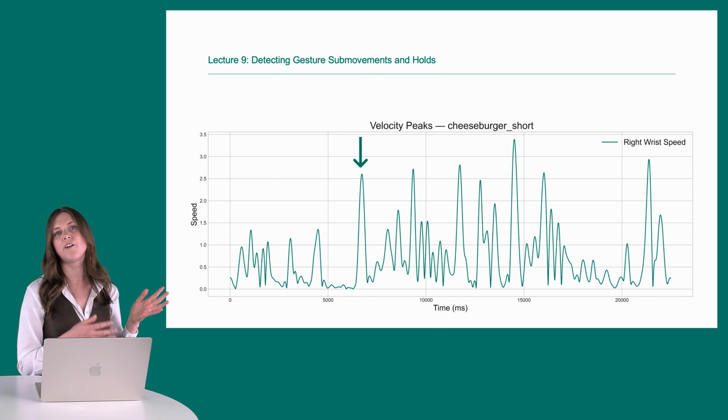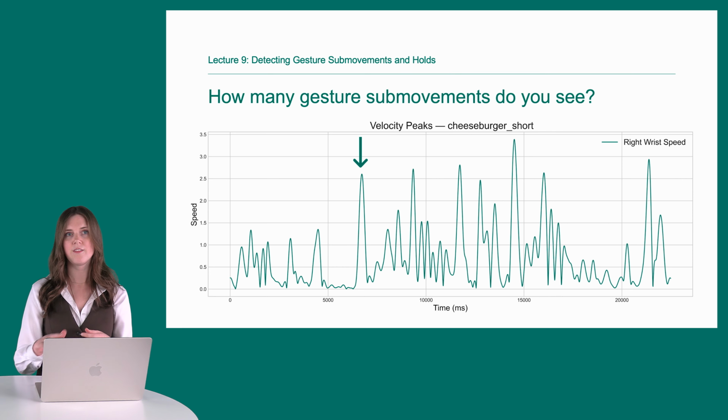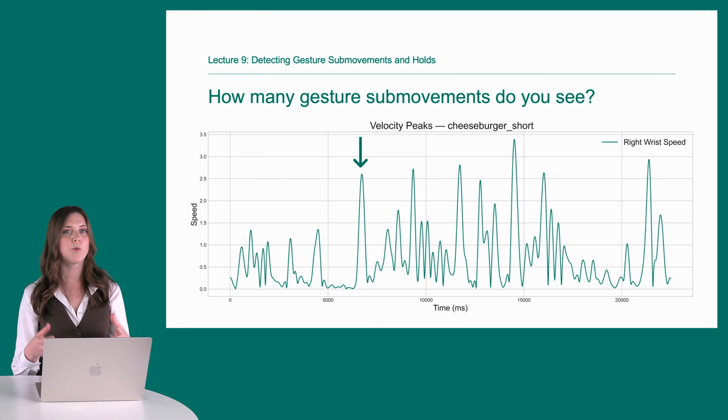This is hopefully a clear example, but now let me ask you a harder question. How many gesture submovements do you see? This is difficult to answer because it is a continuous movement signal. This is where height, prominence, and the distance parameters that we define are really important for defining what is a true gesture submovement and what is just a small bump or fluctuation within a larger movement. So let me show you how they work with a simpler example.